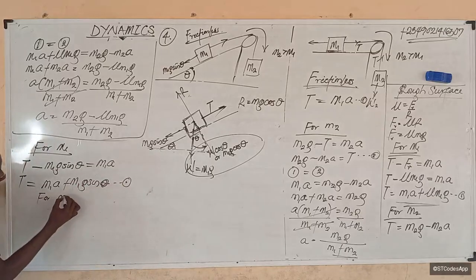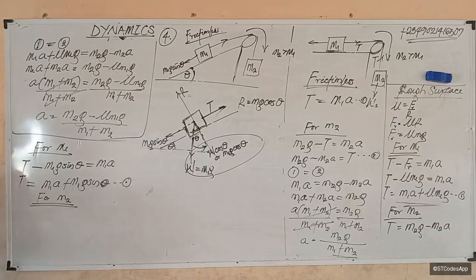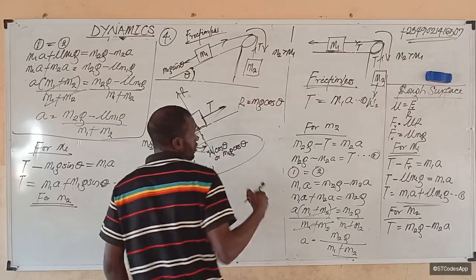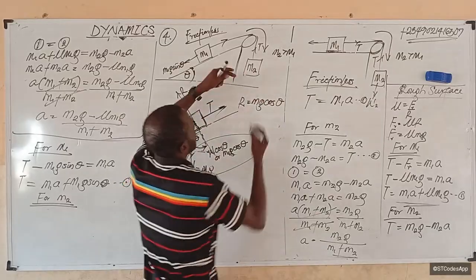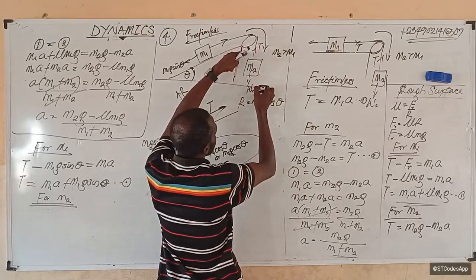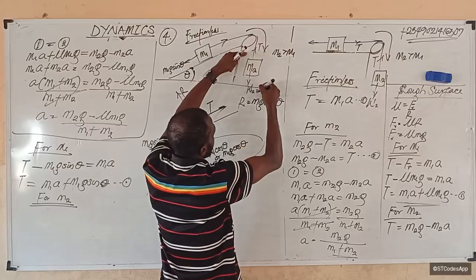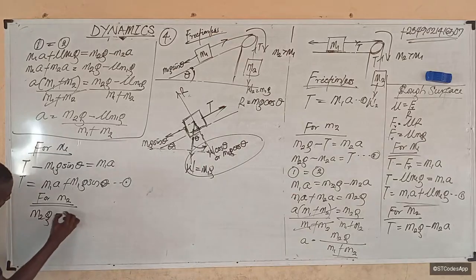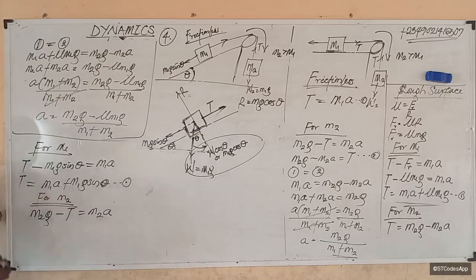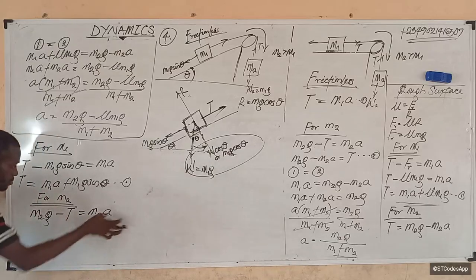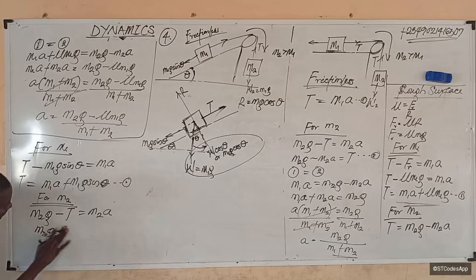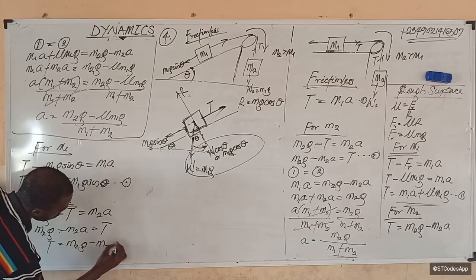How about for m2? For m2, it is still the same. Tension acts upward. I don't need to be drawing the free body for you. You already know how, right? Tension is upward, weight is downward. So weight is in the direction of motion, so weight is positive. m2g is positive, tension is negative. So we have m2g minus tension is equal to m2a on mass 2. So m2g minus m2a is equal to tension, or tension equals m2g minus m2a.